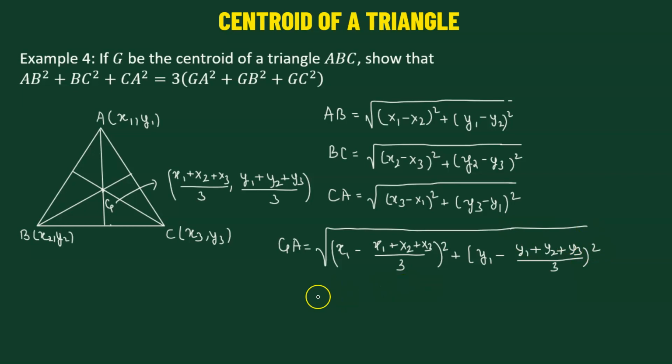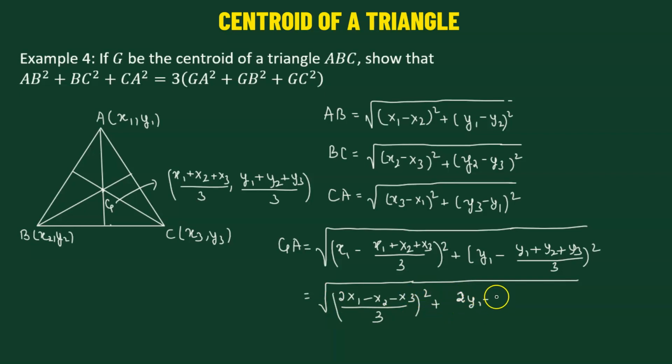So let's further simplify this. This is going to give us the square root of, 3 times x1 minus x1, so we'll get ((2x1 − x2 − x3)/3) whole squared added to ((2y1 − y2 − y3)/3) whole squared. So this is GA. Similarly, we can also find GB and GC as well.